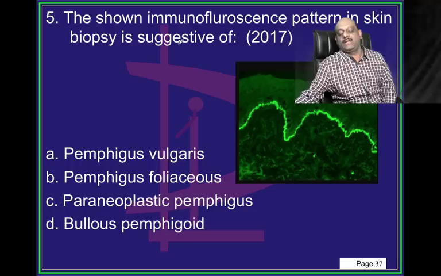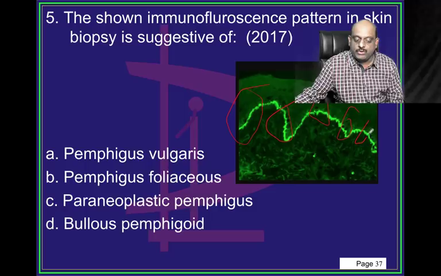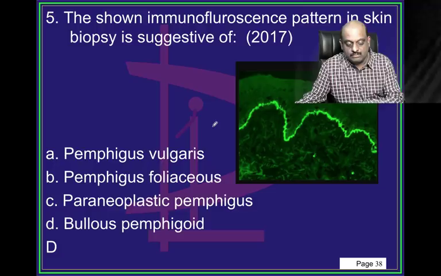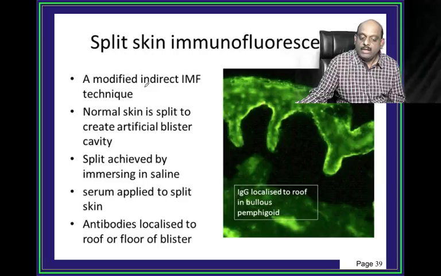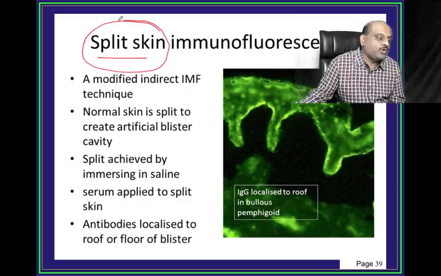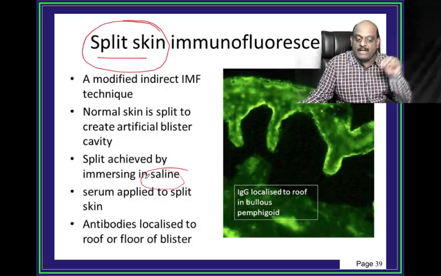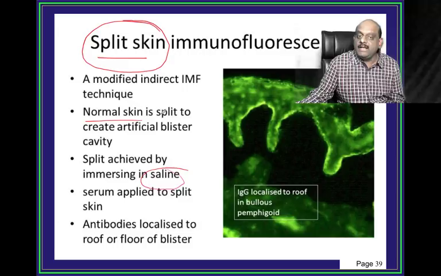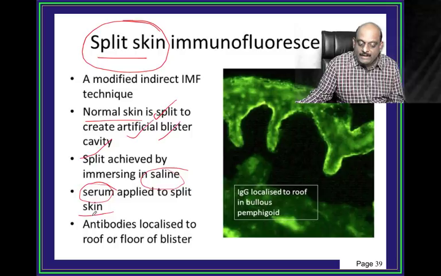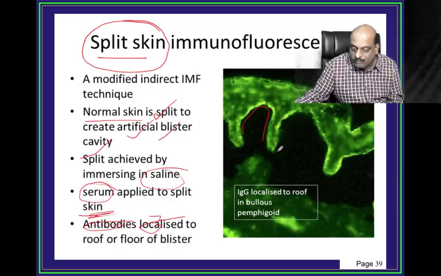This is an immunofluorescence pattern which is being shown to you. This immunofluorescence pattern belongs to which condition? Bullous pemphigoid. Typically, we do a split skin immunofluorescence. By immersing in saline, you will achieve the split. A normal skin is being split to create an artificial blister cavity, and the serum is applied to the split skin and the antibodies are used to localize the roof of the blister.